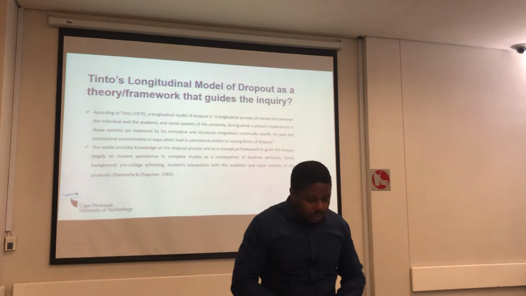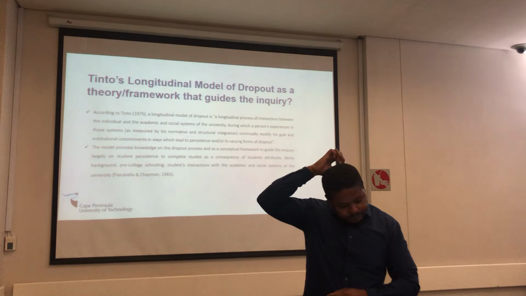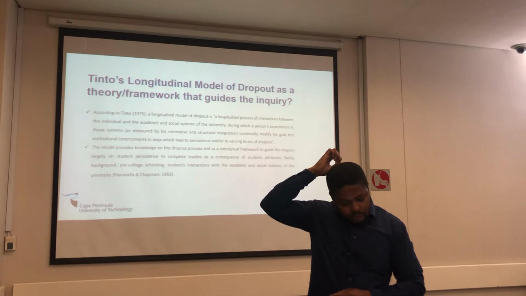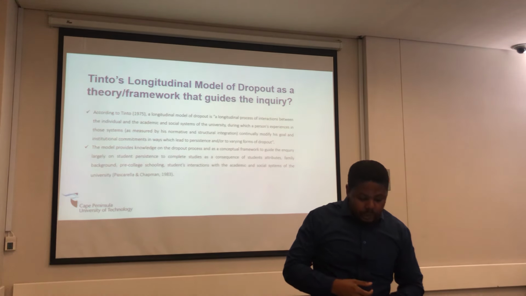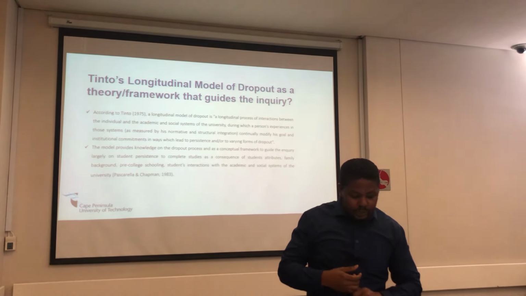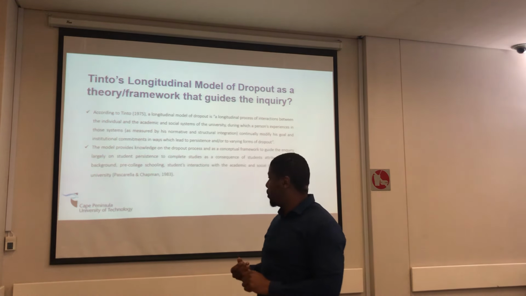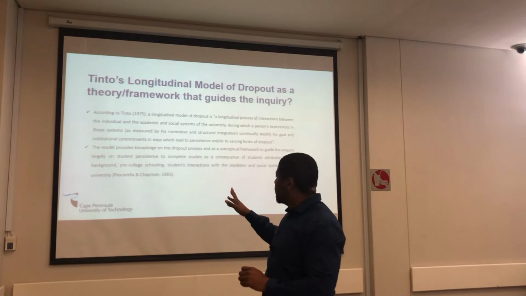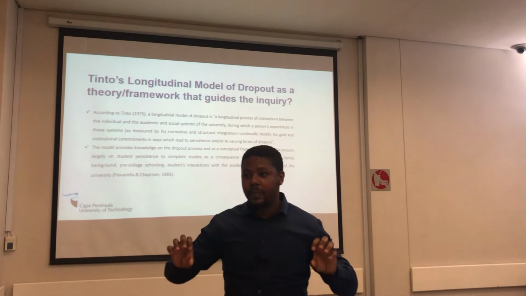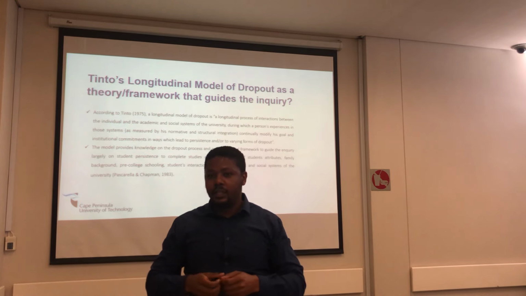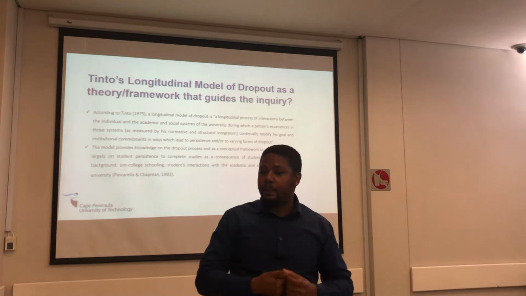All right. So according to the model, it looks at the individual and the academic and social systems of the university, during which a person's experience in those systems continually modifies his goal or institutional commitment in ways that lead to persistence or varying forms of dropout. All right. So this model provides an actual knowledge of the whole process. What are the signs? What are the different types of risk? When does it happen?